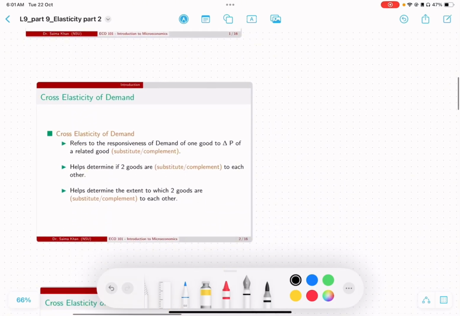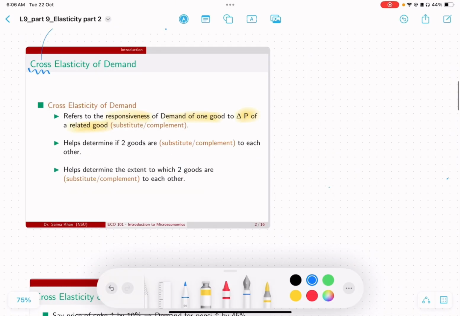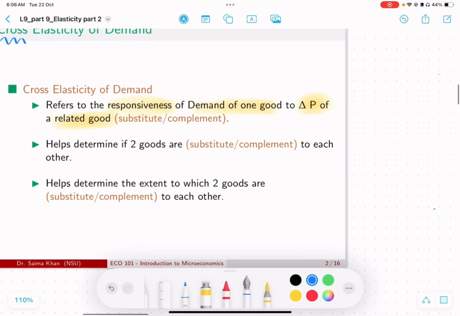So what do we mean by cross elasticity of demand? Essentially, know that we are talking about two goods here. So that's where the word cross is coming from. And basically, we're going to be dealing with substitutes and complements. And so, what does cross elasticity of demand actually mean?